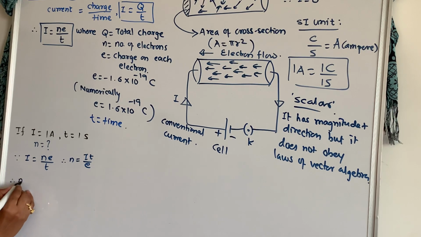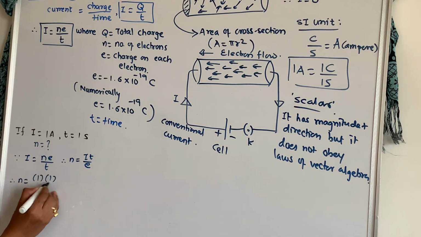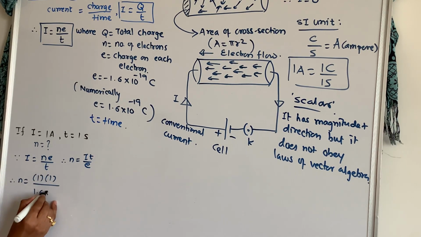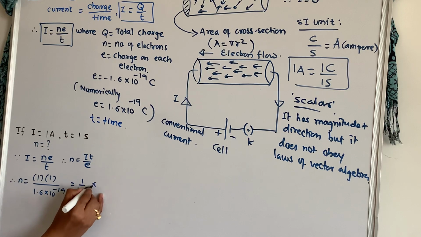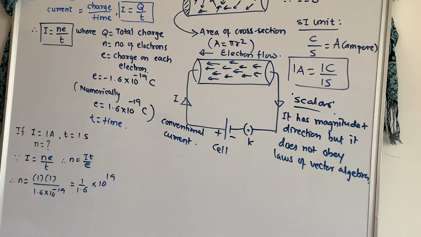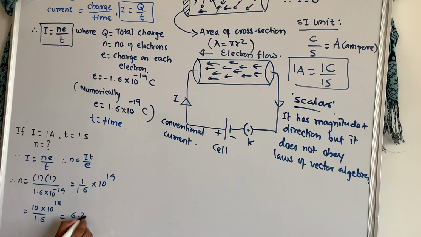So I will write here n is equal to, I value is 1, t value is 1, e is 1.6 into 10 raised to minus 19. If you solve this, this is 1 upon 1.6 into 10 raised to 19. I will take this 19 as 10 into 10 raised to 18 upon 1.6. So if you solve this, it comes out to be 6.25 into 10 raised to 18. So this much number of electrons will flow if 1 ampere current flows through a conductor for 1 second.